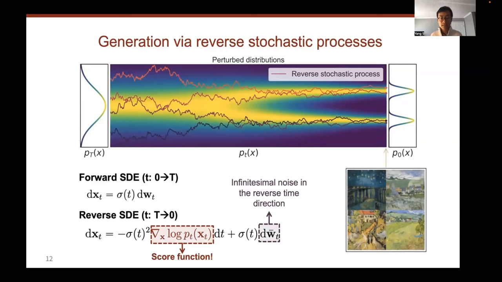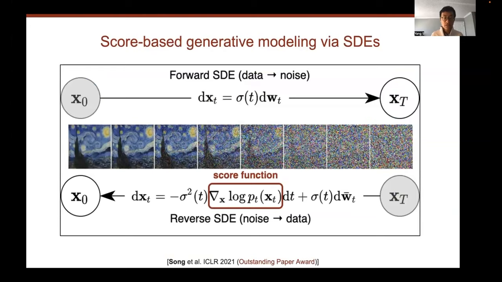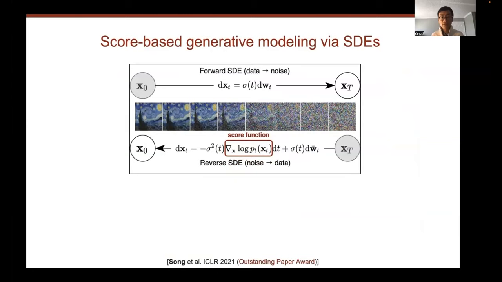This quantity is known as the score function. With the forward and reverse SDEs, we now have the complete framework for score-based generative modeling, also known as diffusion models, as the solutions to those SDEs are diffusions.